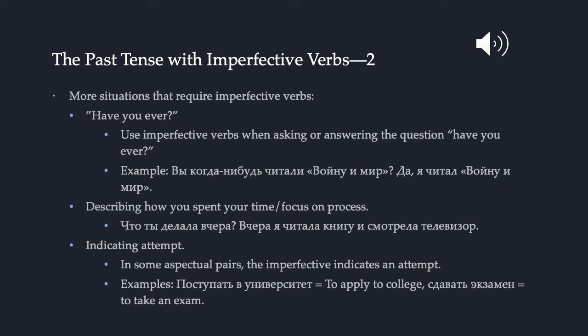The imperfective, поступать в университет, is to apply to college. And the same with the other pair I mentioned. So сдавать экзамен is to take an exam. There is no indication that you got in or that you passed the exam, just that you made the attempt.